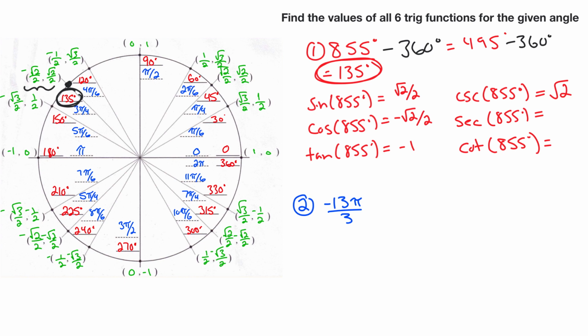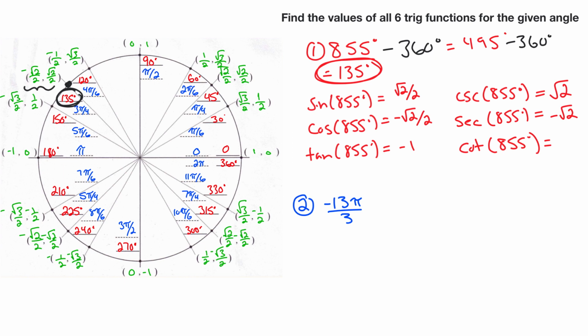Secant of 855 is going to be the reciprocal of root 2 over 2, which we just found out what root 2 over 2 simplifies to when you get the reciprocal of it, except this one's going to be negative. And then lastly, cotangent. You can do it one of two ways.